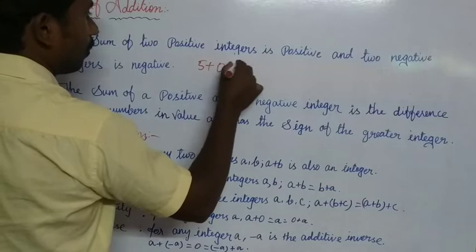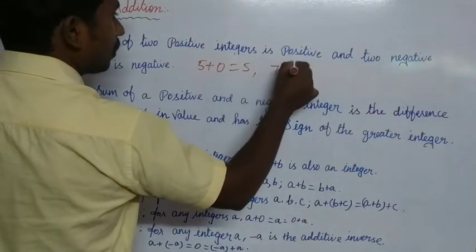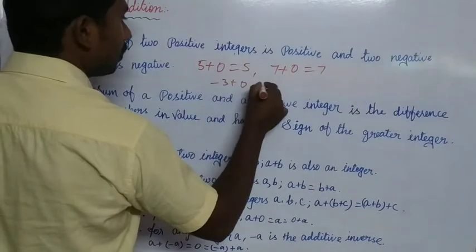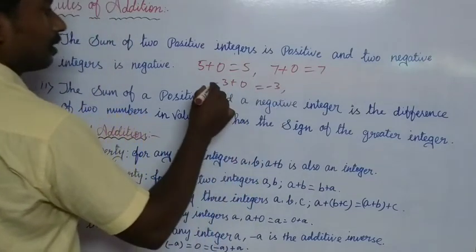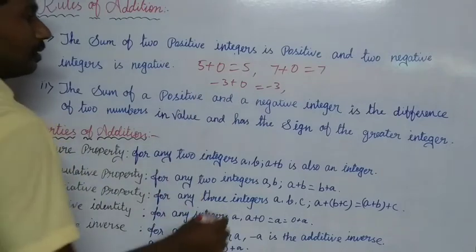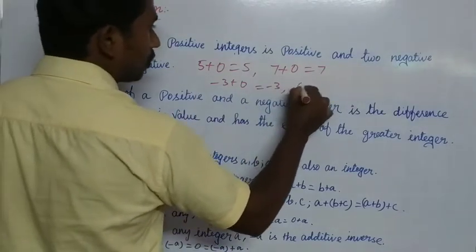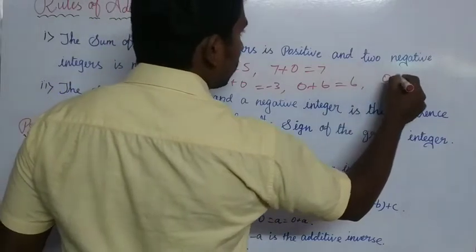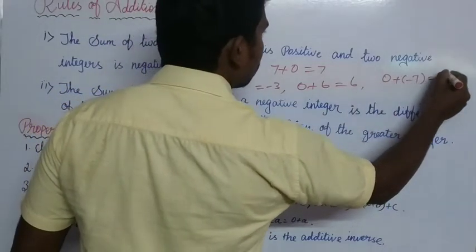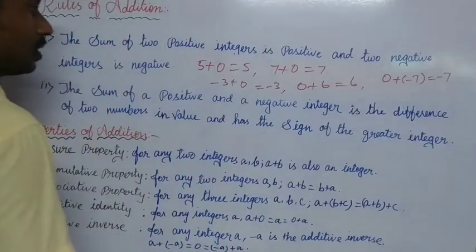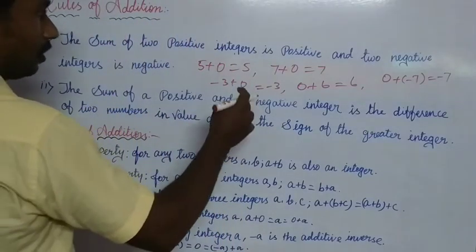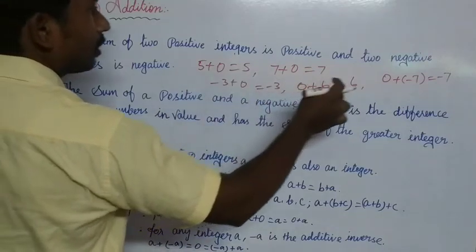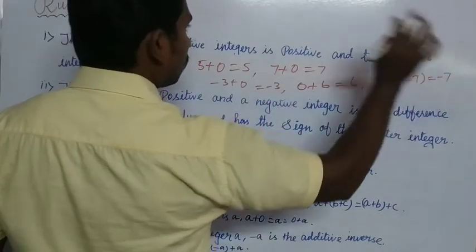Now look. 5 plus 0 is how much? 5. 7 plus 0 is 7. Minus 3 plus 0 is minus 3. Whatever the value, plus 0 is the value. Then for example 0 plus 6 is 6. 0 plus of minus 7 is equal to minus 7. So anything plus 0 is anything, then 0 plus anything is also anything.